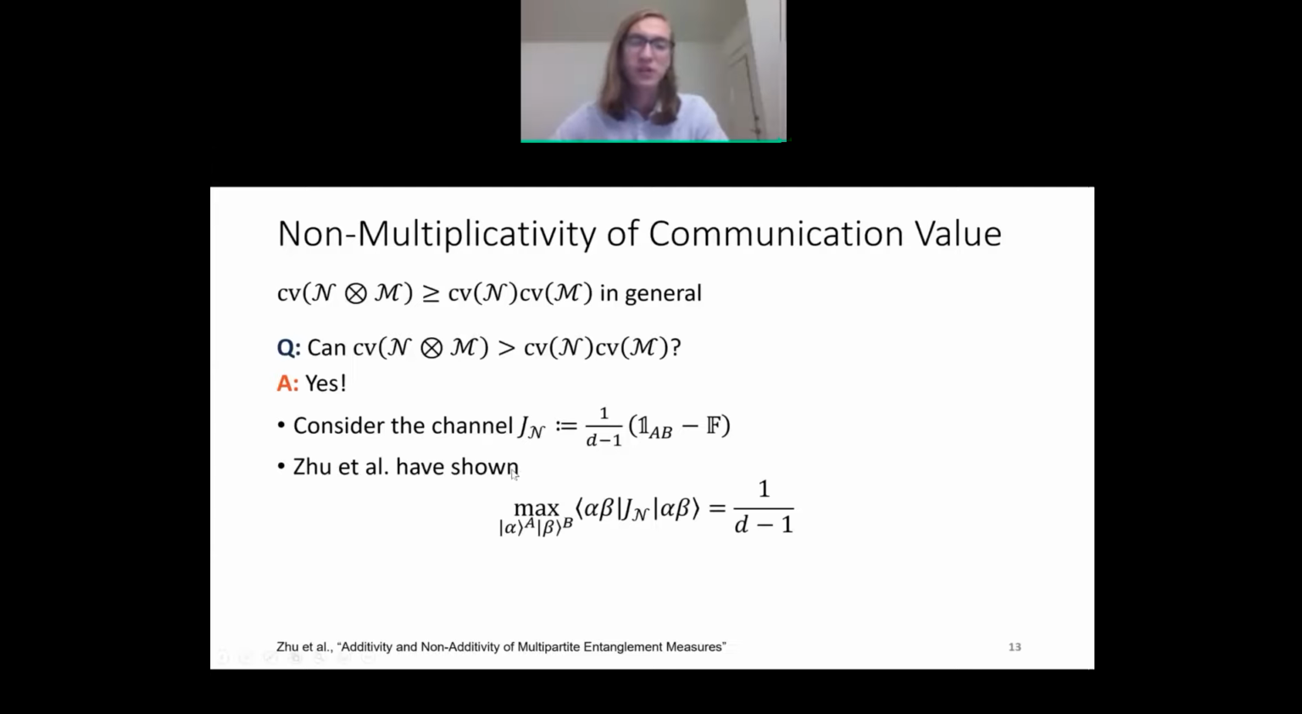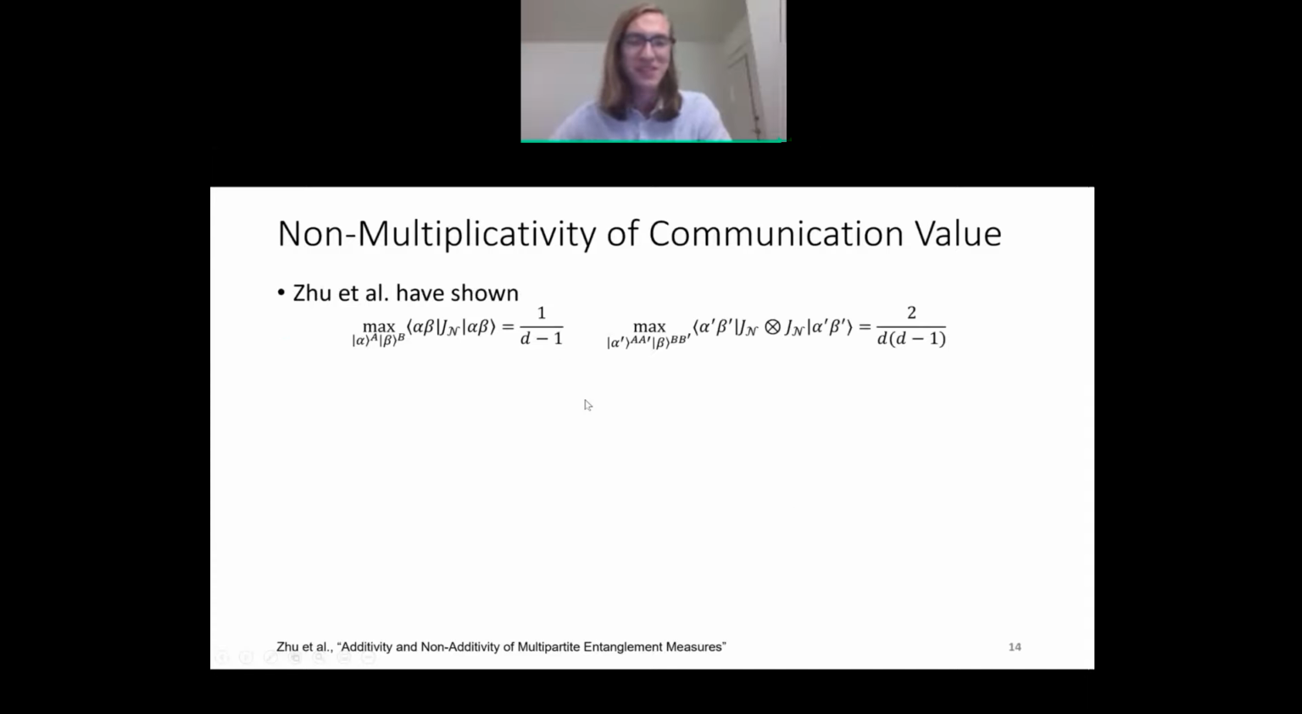And Zhu et al. have shown that the geometric measure of entanglement for a single copy is given by this expression. But if you consider two copies of this operator, then it's given by this expression. And the nice thing about this is the maximizations in both of these cases are full bases. So you could do this d times. And in fact, in the two copy case, the optimizers are the Bell entangled states, or maximally entangled states, the Bell states.